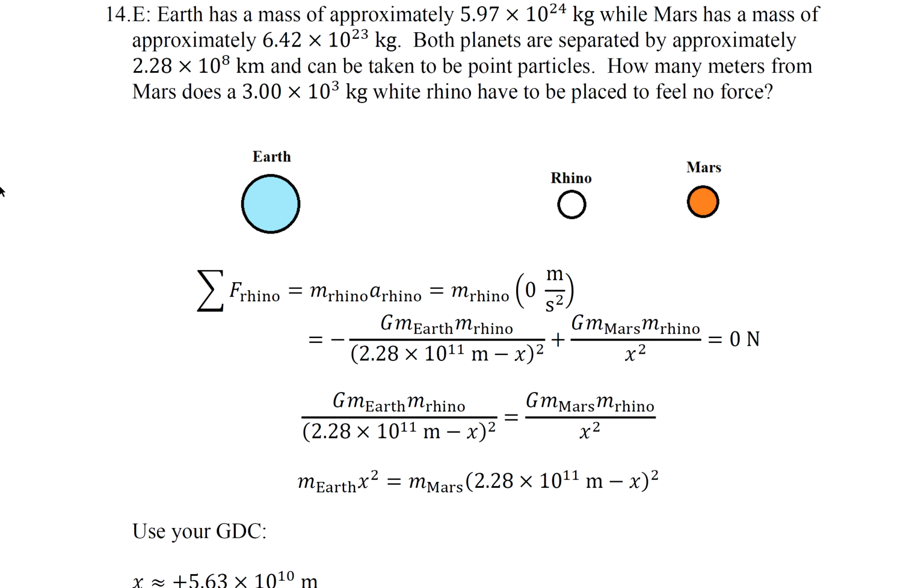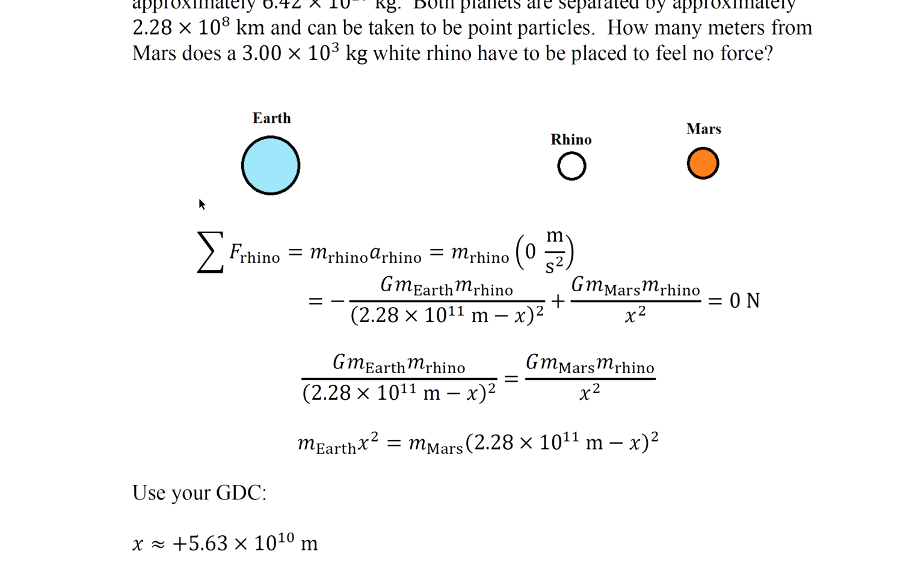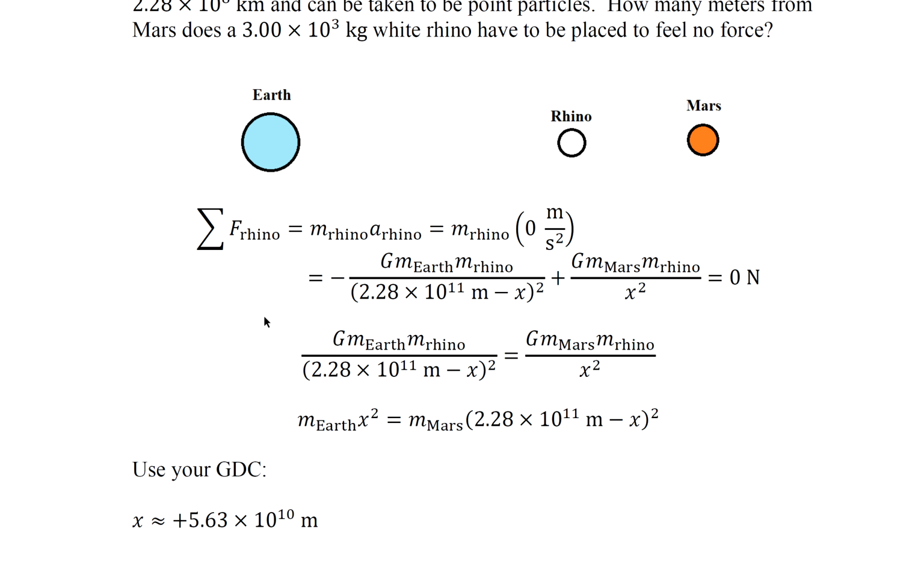So for this white rhino to not move at all, we need to use sigma F equals ma. A is 0. So the Earth pulls the rhino to the left and Mars pulls the rhino to the right. So that's why there's a negative sign here. That's why there's a positive sign here. And we just solve for x. Let's use our graphical display calculator.